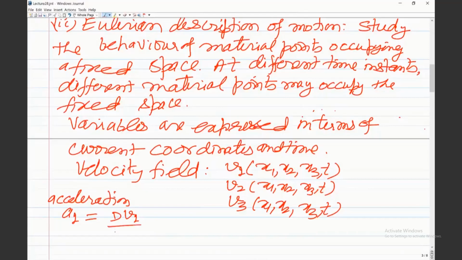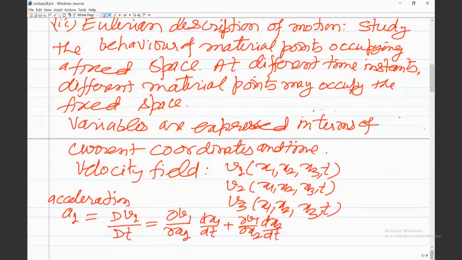So see, this acceleration A1 is the total derivative of V1 with respect to dt. So this will be written as del, because V1, V2, V3 are functions of small x1, x2 and x3, the current coordinates, because a material point is going to occupy different current locations at different time instances. So we need to take the derivative with respect to current coordinates also. So we will have del V1 by del x1 and dx1 by dt, plus del V1 by del x2 into dx2 by dt, plus del V1 by del x3 into dx3 by dt, and plus, of course, we will have del V1 by del t.